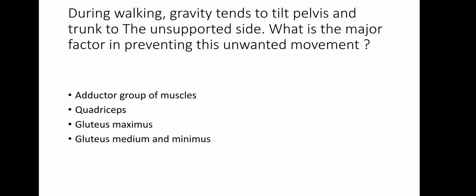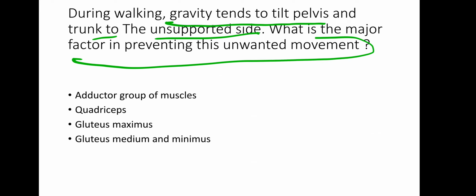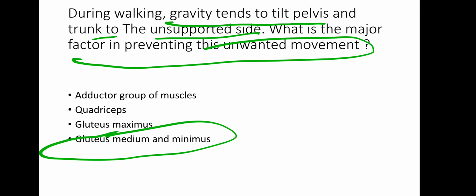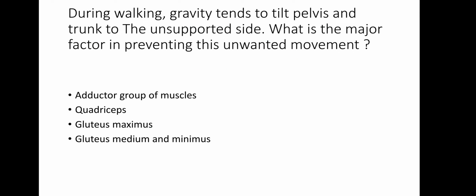So coming back to the question: gravity tends to tilt the pelvis to the unsupported side, but what is the factor preventing this unwanted movement? What is the factor that gives stability to the pelvis during walking? It is the gluteus medius and minimus.